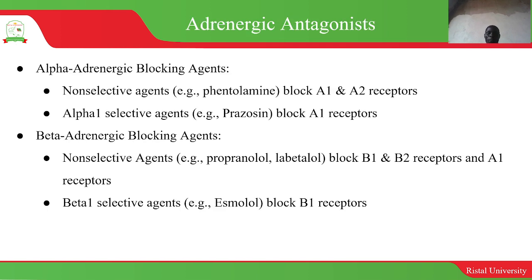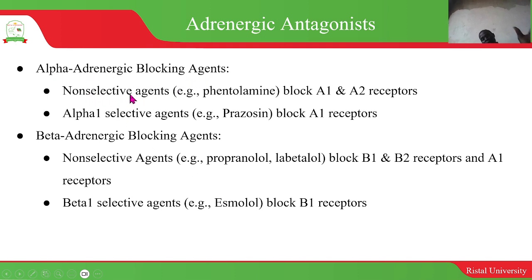We look at adrenergic antagonists. So we talked about the agonists, the ones that support the adrenergic actions. Now we're looking at adrenergic antagonists, the ones that oppose the actions of adrenaline. We start with alpha adrenergic blocking agents.